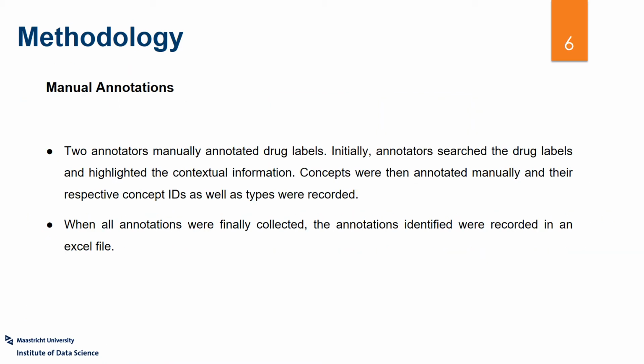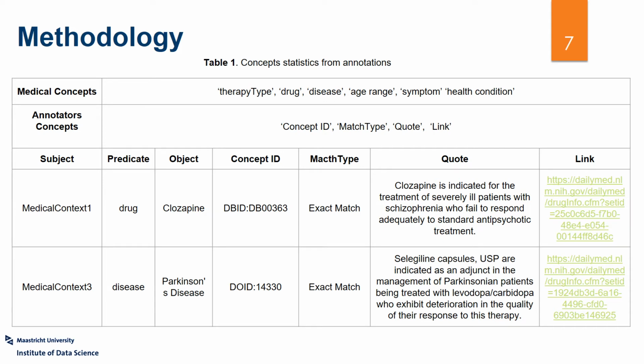In the second annotation experiment, two annotators manually annotated drug labels. Initially, annotators searched the drug labels and highlighted the contextual information. Some concepts were then annotated manually and their respective concept IDs as well as types were recorded. When all the annotations were finally collected, the annotation identified were recorded in an Excel file. Table 1 shows the concept certified from the annotations.